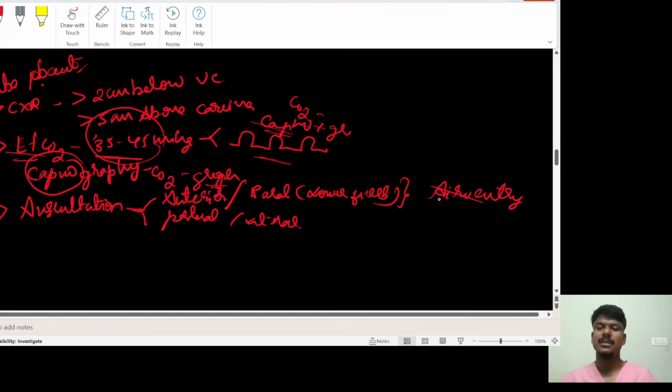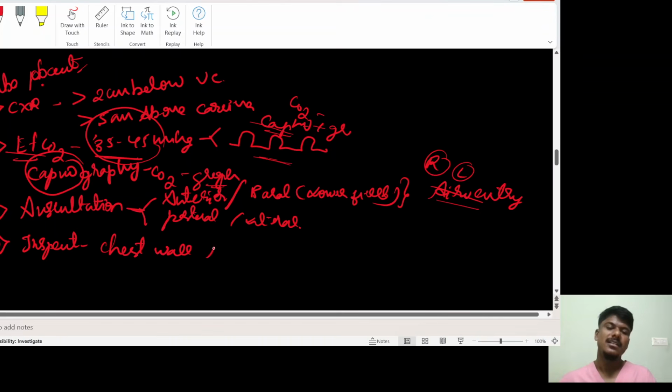If air entry is properly there in both the right and left lung, that indicates proper placement of the tube. And next, what are you going to do? You're going to observe and inspect the chest wall rise.